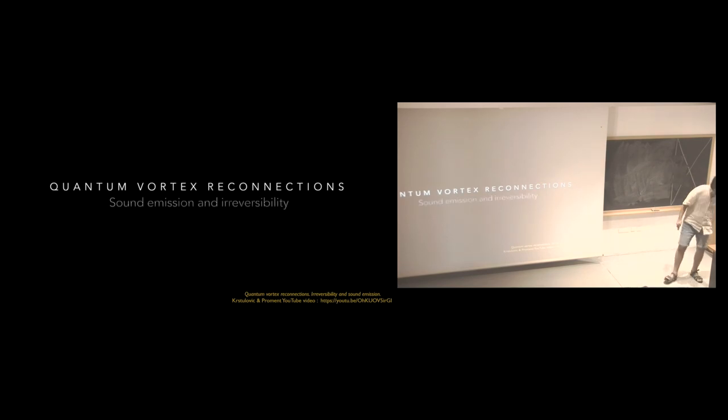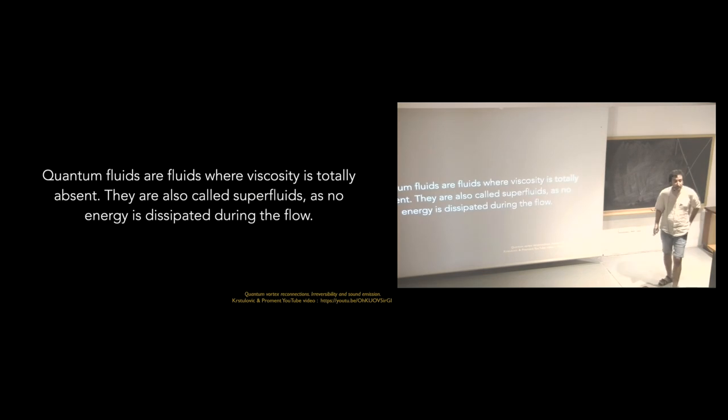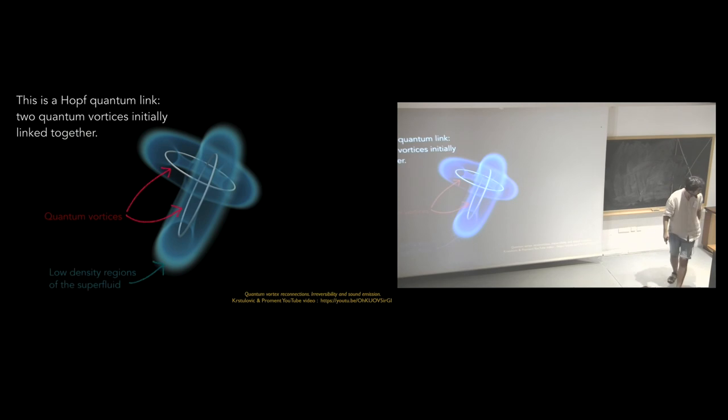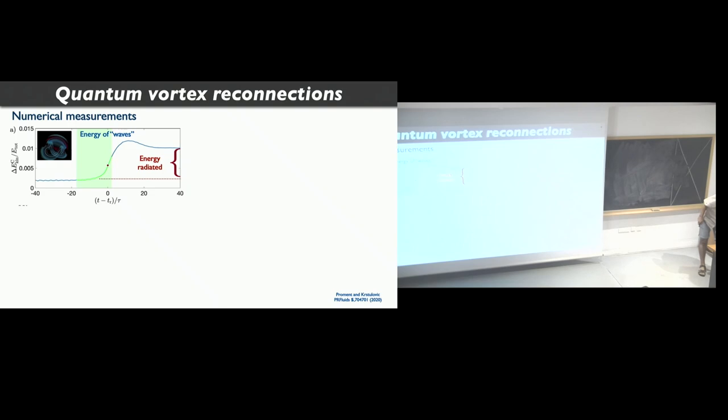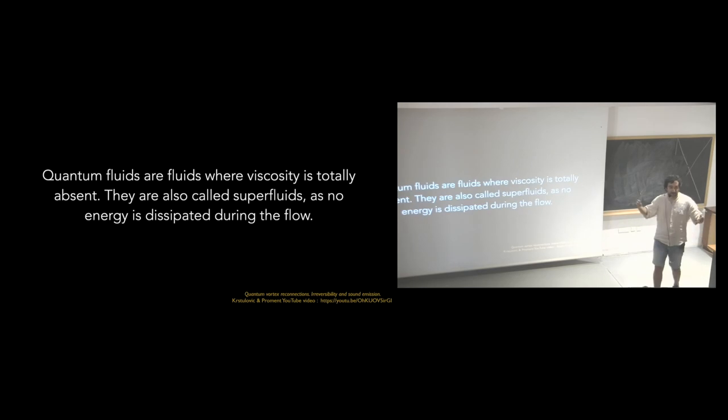Okay, so this is a movie we made to explain what is going on. I don't know how much time I have, so maybe I should speed up. Basically this is the initial condition that we are plotting. We have these two vortex rings that are there, and maybe I should speed this up a bit. I don't know how to speed up.